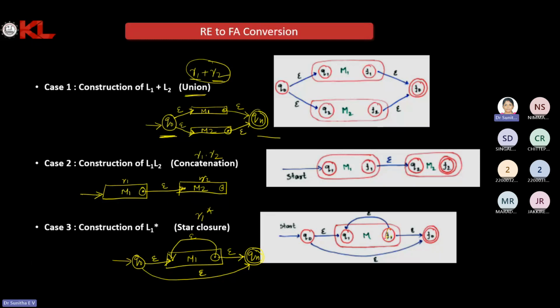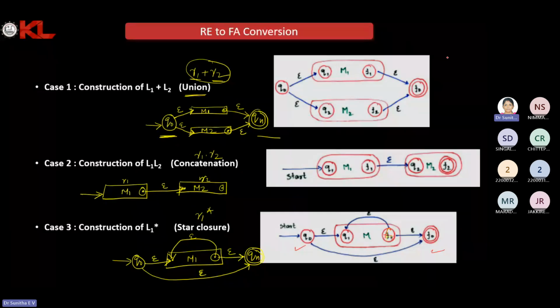The final state of this machine is connected to its own initial state. Then introduce two new states, one initial state, one final state. Then they are connected like this. Okay, so you have to remember this diagram. Only three diagrams we need to remember: one for union, then concatenation, then star closure.